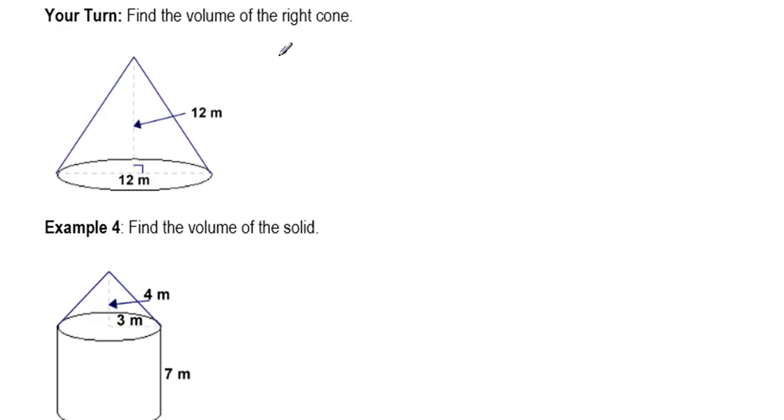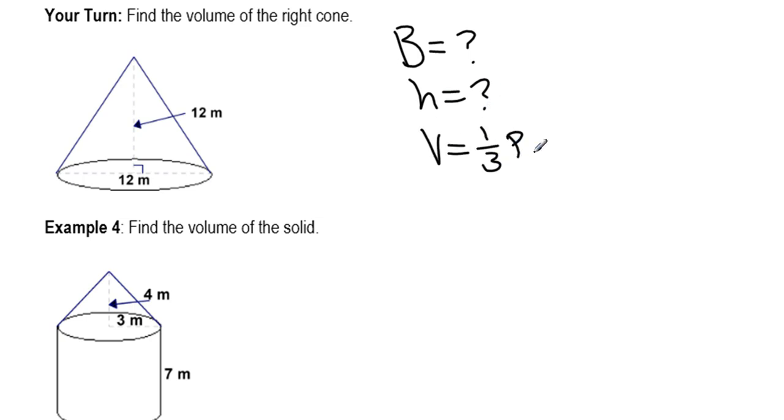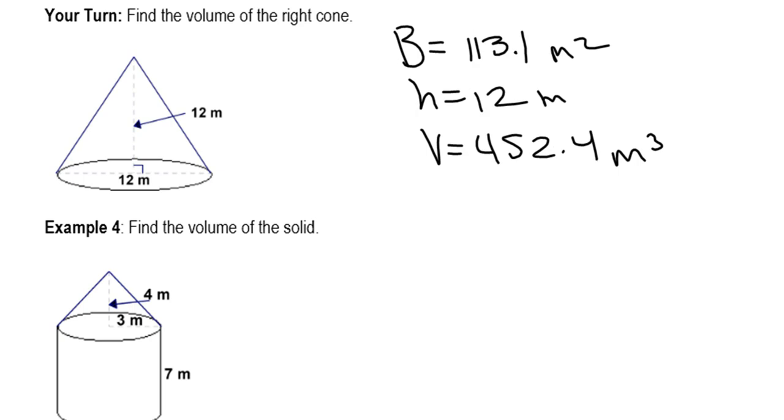Alright, so I'd like for you to try the next example. We first want to find the area of our base, identify the height, and then substitute our values into 1/3 the area of the base times the height. Pause the video and see if you get what I get. So the base area is 113.1 squared meters, the height is 12 meters, and the volume is 452.4 cubic meters. If you didn't get that, raise your hand or ask a neighbor.